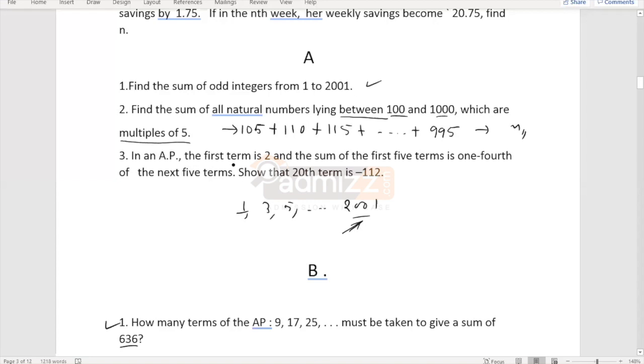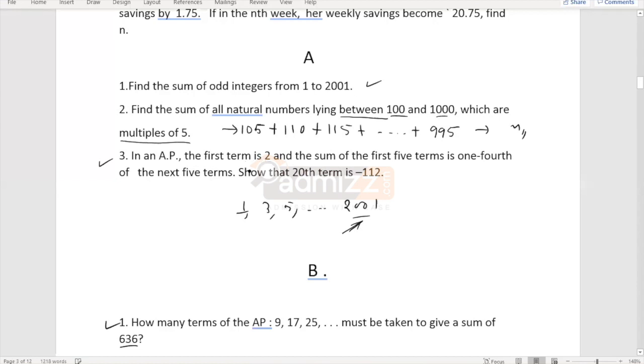In an arithmetic progression, first term is 2 and the sum of the first 5 terms is 1/4 of the next 5 terms, so that the 20th term is minus 112. So here what will you do? This is also a very tricky sum. I have seen this sum in one entrance exam. That's why I put it here. So what is given here?